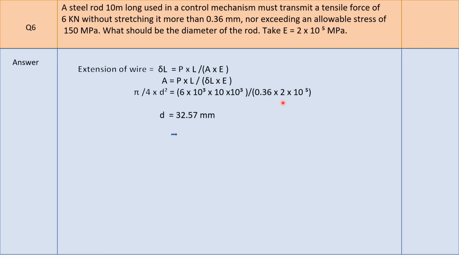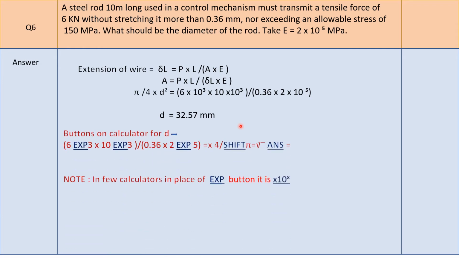So now what you have to do is press into 4 divided by shift pi, then press equal to. Now what you are getting on your calculator is d square, the value of d square. You want d, so what you have to do, under root answer is equal to, that will give you the answer. D is equal to 32.57 mm.